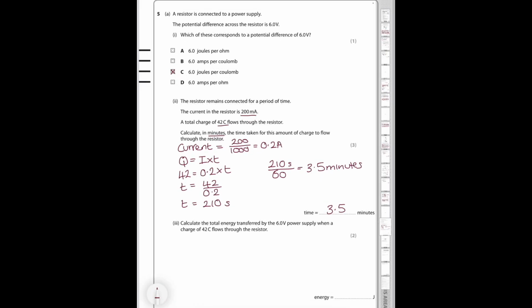So for part 3, calculate the total energy transferred by the 6-volt power supply when a charge of 42 coulombs flows through the resistor. So the energy transferred is the charge times the potential difference. If we input our numbers, we have 42 times 6, and we should get an answer of 252 joules.